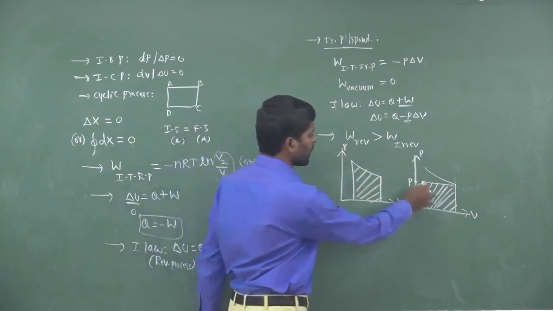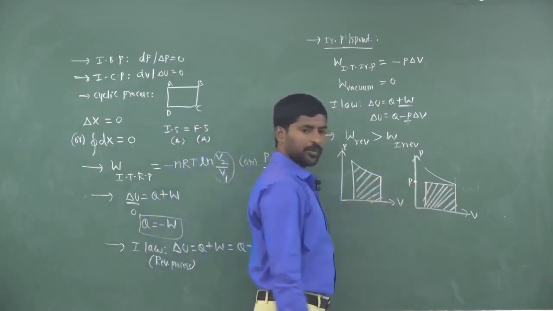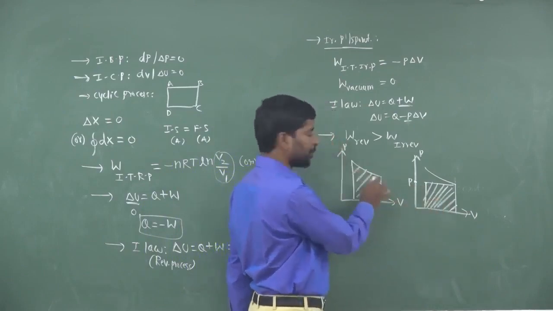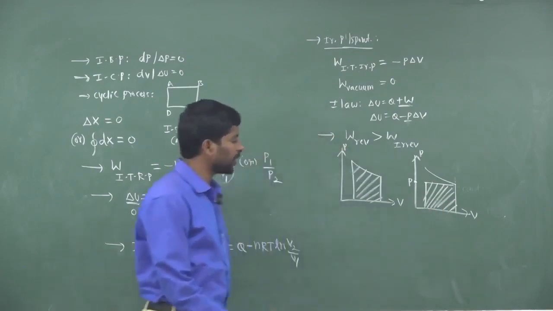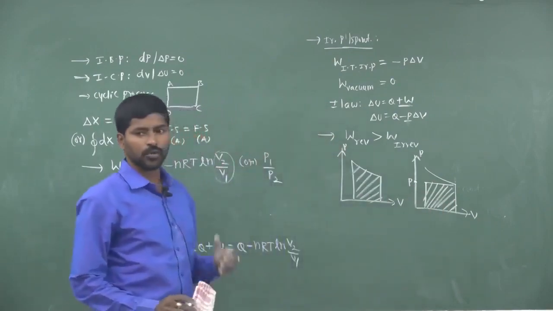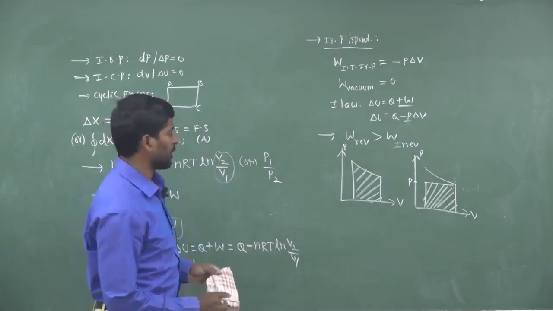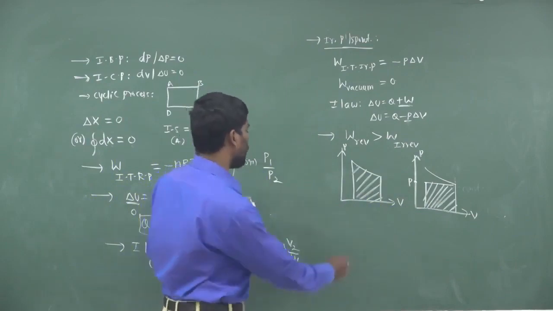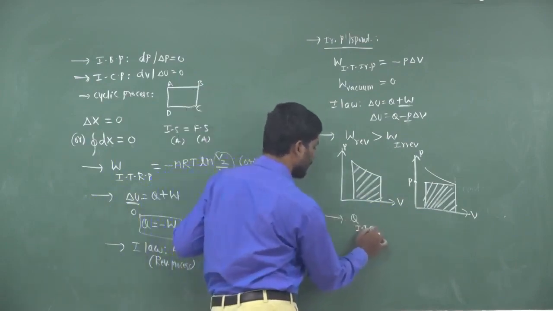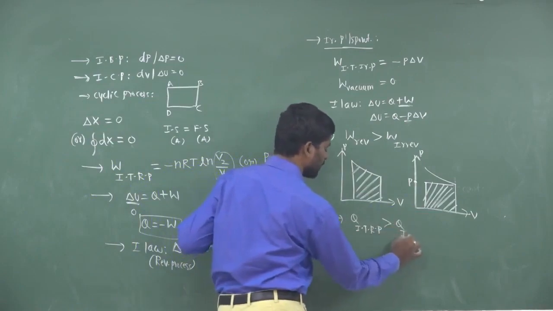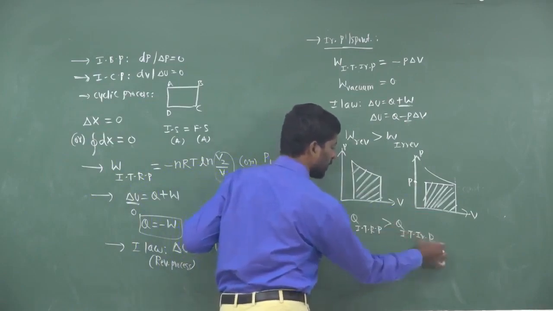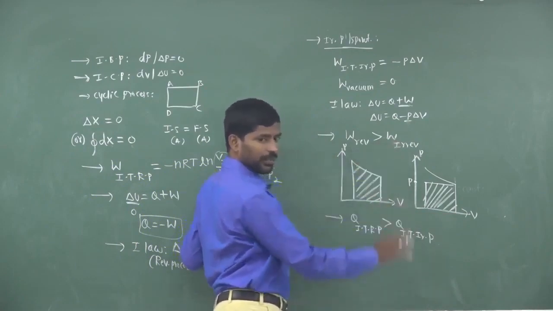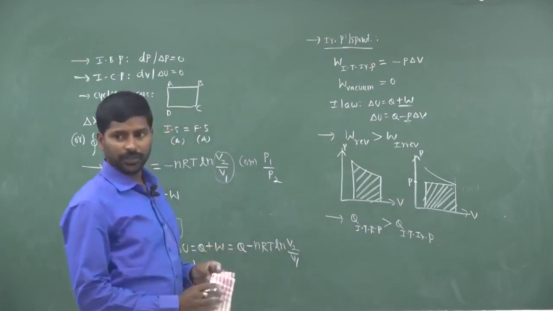Since expansion is occurring against this pressure, only this area we will get. Here, every time the pressure decreases. Pressure is not constant; pressure changes every time. So work done in reversible expansion is more compared to irreversible expansion. So the amount of heat absorbed in an isothermal reversible process is also more compared to that in an isothermal irreversible process. That's why both work and heat are called path functions.